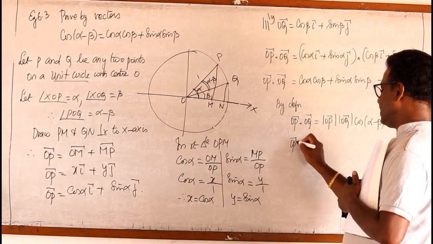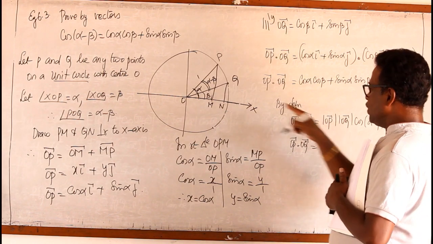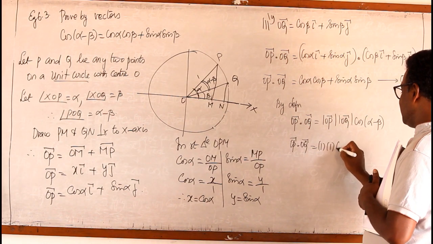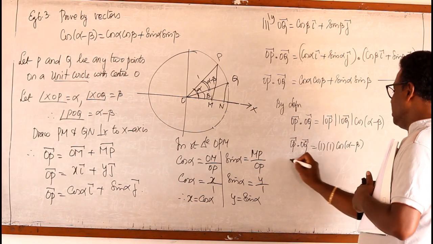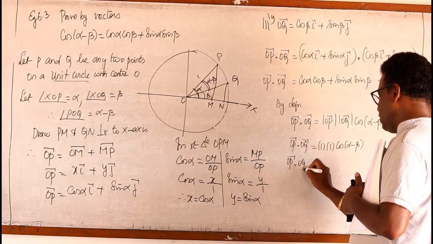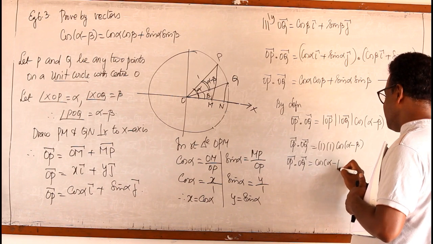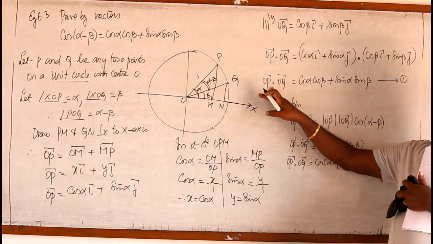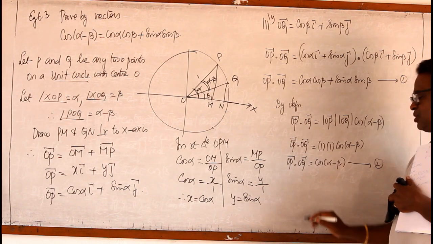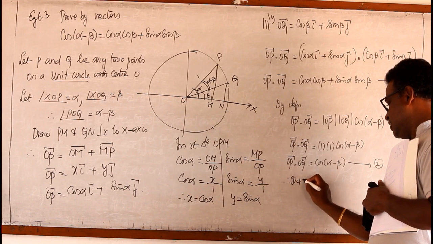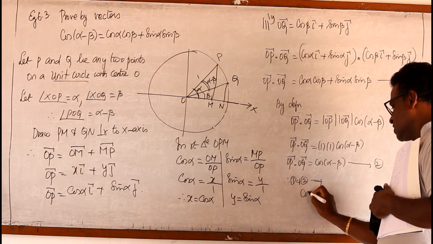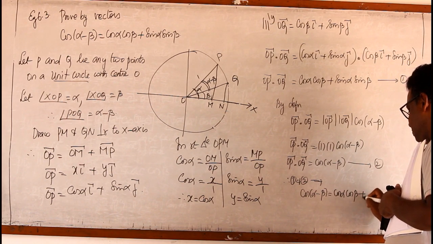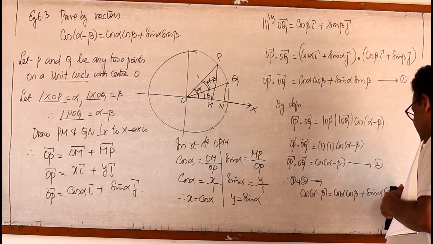So it is OP vector dot OQ vector. We know OP is the radius, which is 1 unit. So 1 into cos(alpha minus beta). Therefore, OP dot OQ equals cos(alpha minus beta). This is 2. So comparing 1 and 2, 1 is also OP dot OQ, 2 is also OP dot OQ. Therefore, 1 and 2 are equal. So 1 and 2 imply cos(alpha minus beta) equals cos alpha cos beta plus sin alpha sin beta.